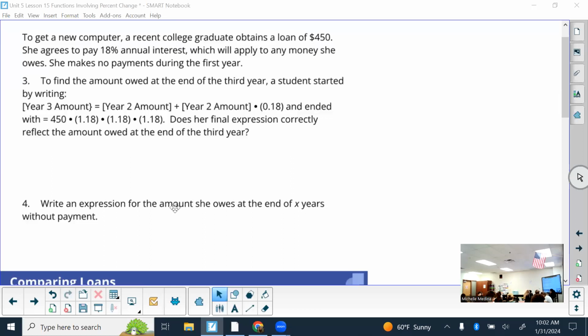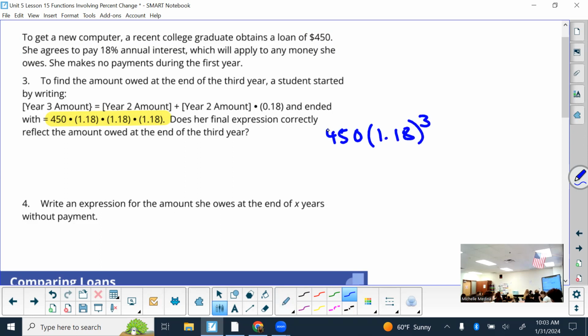So does her final expression correctly reflect the amount owed? Yes. And why can we write it like this also? Because it's just rewriting it. Okay, so if we wrote it with an exponent of 3, it would condense that. Exponents tell you to multiply the base by itself that many times, and this is our initial amount. So like they did the year 3 amount, which was 739.36 initially. They did the year two amount, which was, I'm forgetting, 626.58, thank you.